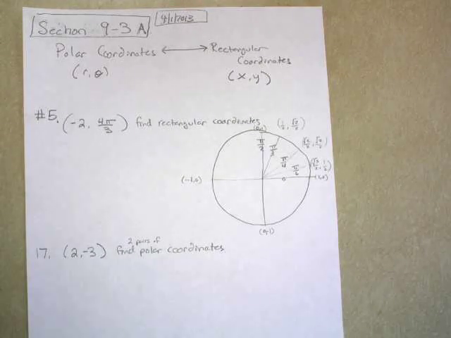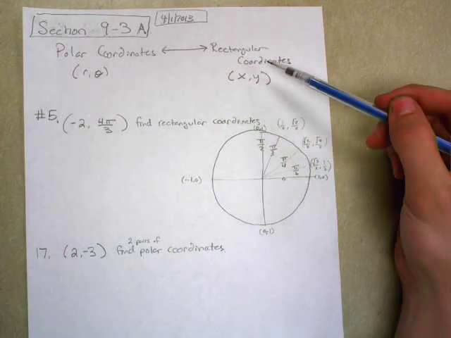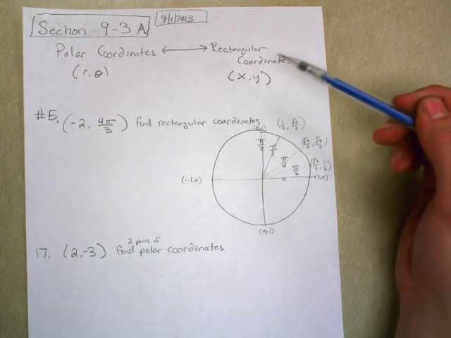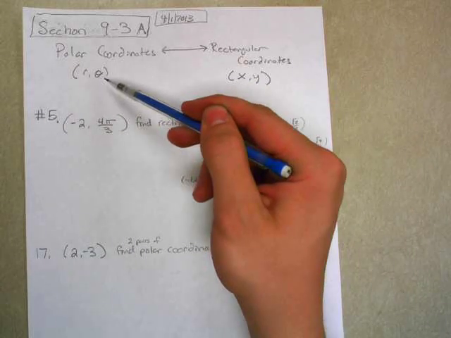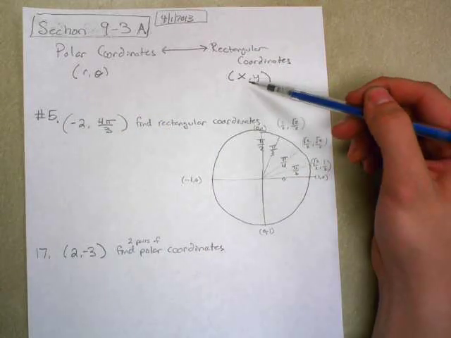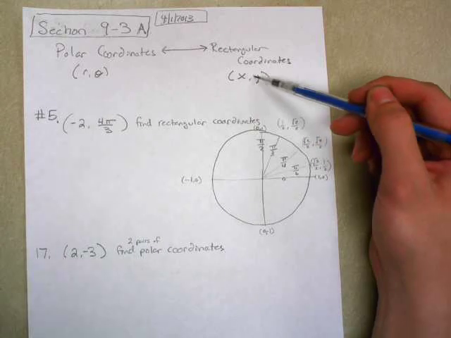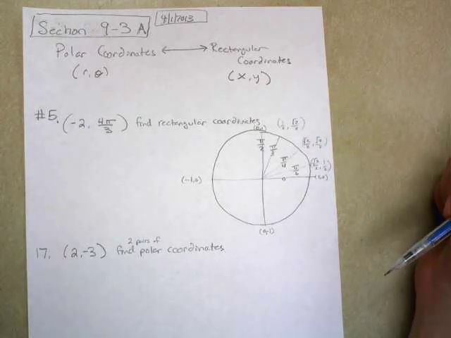So this is Mr. Bruss, and I'm looking at some of the homework problems over section 9.3 for Mr. Sayer's Precalculus class. I've already written down some stuff. We're looking at switching from polar coordinates to rectangular coordinates. Polar coordinates, that's when we have a radius and an angle. Rectangular coordinates, that's when we have our traditional x direction and y direction coordinates.